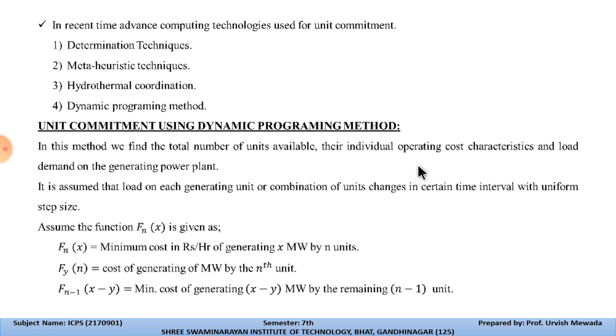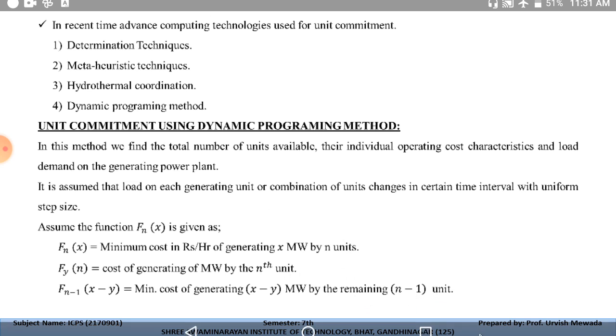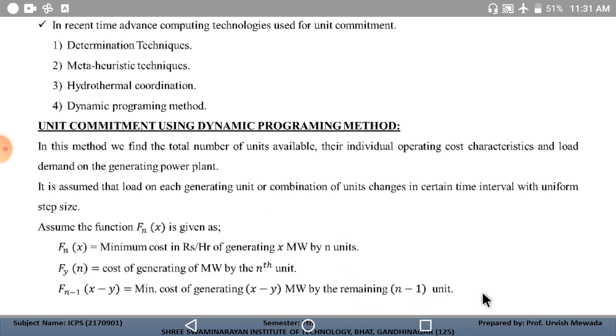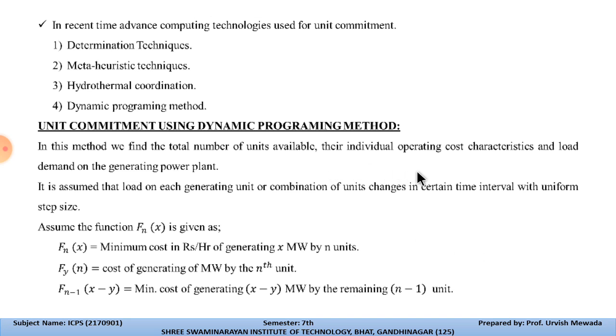As we already discussed in the previous slide, load forecasting is most important. Load forecasting is basically done by the individual load demand, meaning the load demand of a particular area, throughout the day, or throughout the month, or throughout the year. From that we can say the generating unit or combination of units changes in a certain time interval, because as the demand changes, we need to change the number of generating units to fulfill the customer's demand.